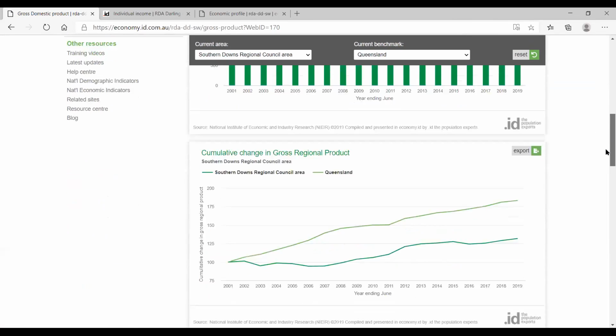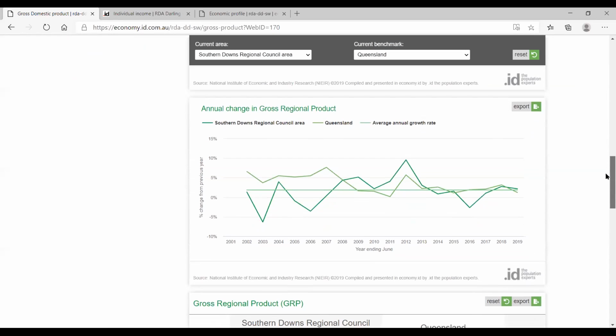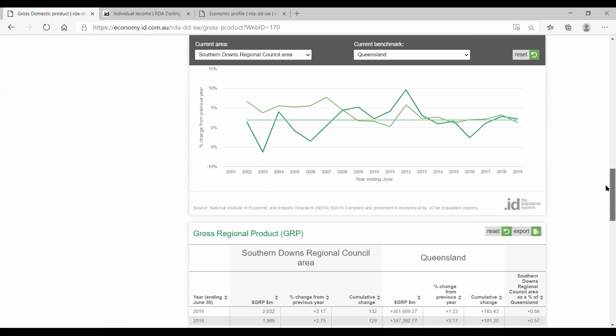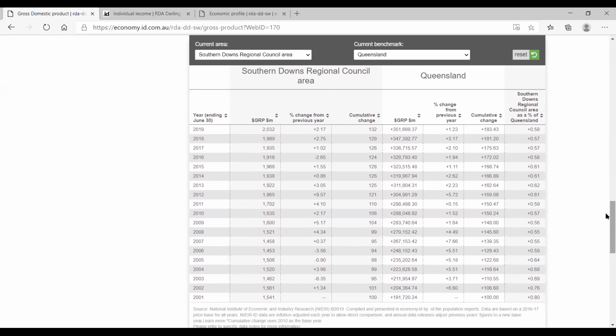Now, there are different ways to display your information. Depending on what story you want to tell, we can start to say, here's our cumulative change in gross regional product. Here's my annual change in my gross regional product compared to Queensland. Here are my actual figures in terms of my gross regional product. So there are different ways of being able to express your data.